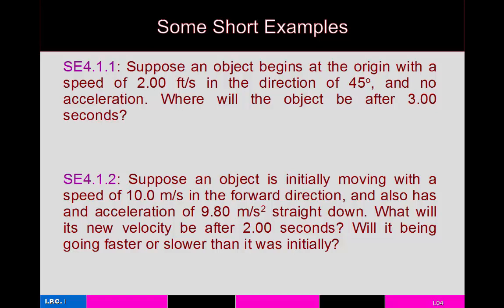So let's consider another example. Now you have an object which is initially moving with a speed of 10 meters per second in the forward direction and has an acceleration of 9.80 meters per second squared straight down. So we want to know, what will the new velocity be after 2 seconds? And is it going to be going faster or slower than it was initially?